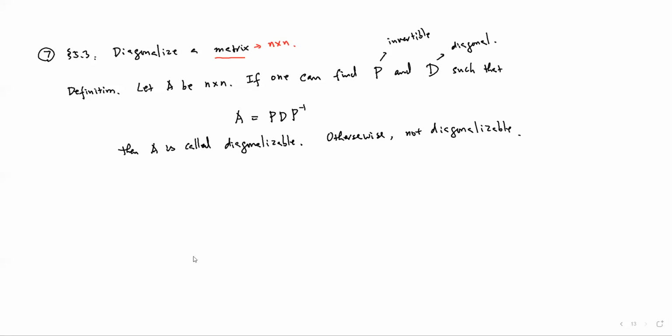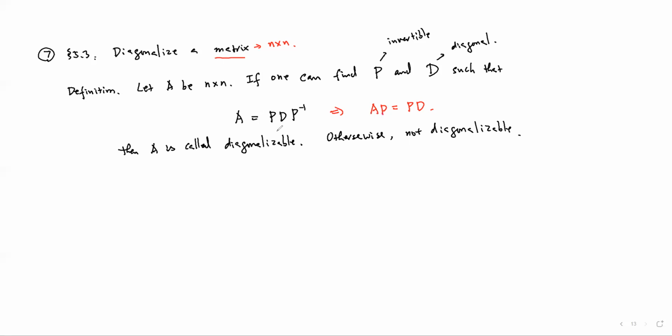If I move P inverse to the left-hand side by multiplying the equation from the right side by matrix P, then I get this. And then compare both sides column by column. Then we see the columns of P are actually linearly independent eigenvectors, and the diagonal entries of D are eigenvalues.